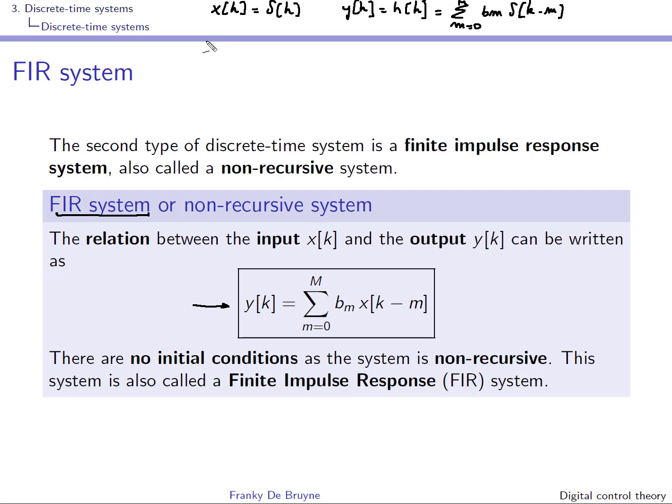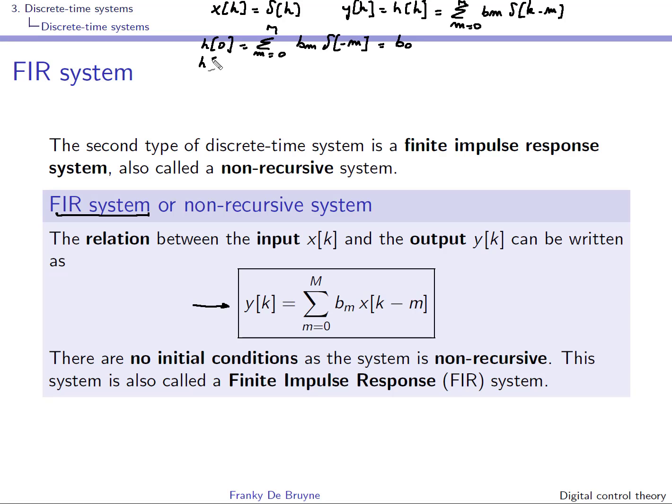So what we can do is compute h of 0. H of 0 will be a sum from 0 to M of b m delta, and now I will need to replace k by 0, so it will be delta of minus m. So in this sum over here, there is only one term that is going to contribute, so it's the term that corresponds to m equal to 0. So the term that corresponds to m equal to 0 will produce b0.